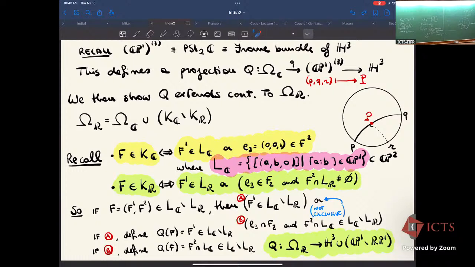So remark 1: whenever you are in CP1 and you have 3 distinct points, these give you a point in H3. How? You take the first 2 points, you take the geodesic between them, and then you do orthogonal projection of the 3rd point. So this is in fact the same as these 3 distinct points giving you a point in H3 and a vector. They give you in fact a frame in this case.